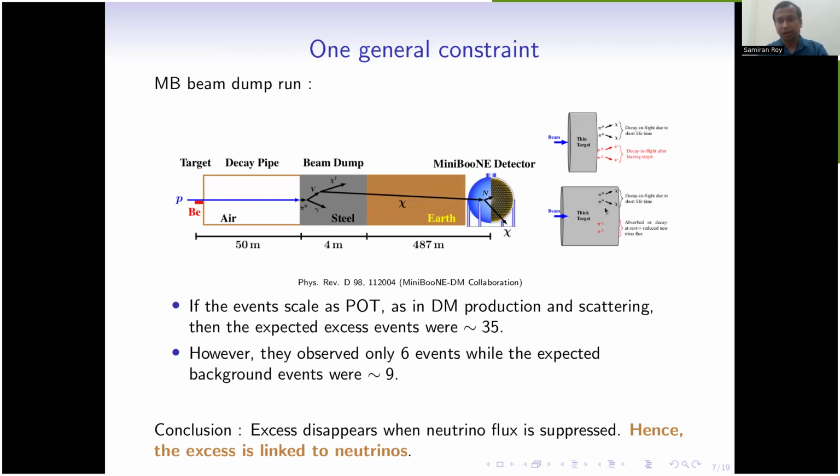But this dark matter reaches the detector and can give the signals. So if we scale the POT, then we'd expect 35 excess events in this setup. However, they observe only 6 events, while the background was 9. We can conclude that the excess disappears when the neutrino flux is suppressed. So the excess in MiniBooNE is related to neutrinos.